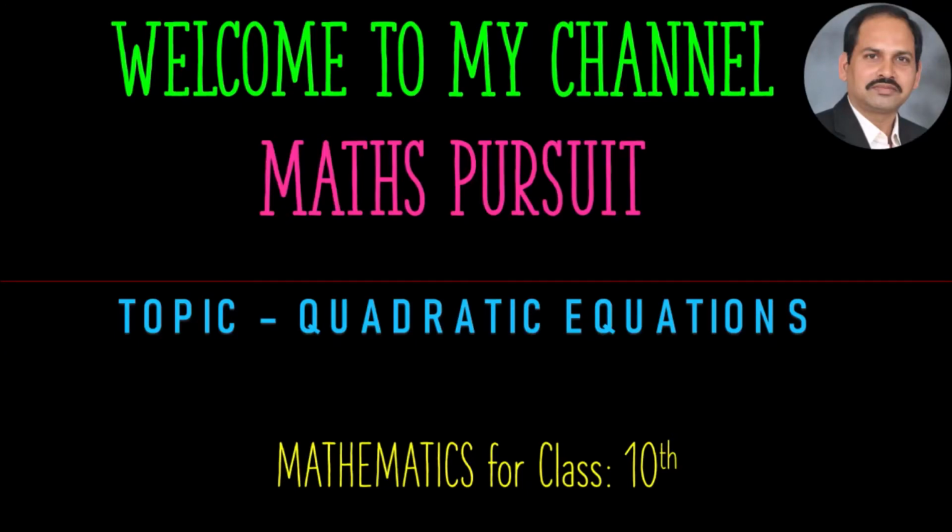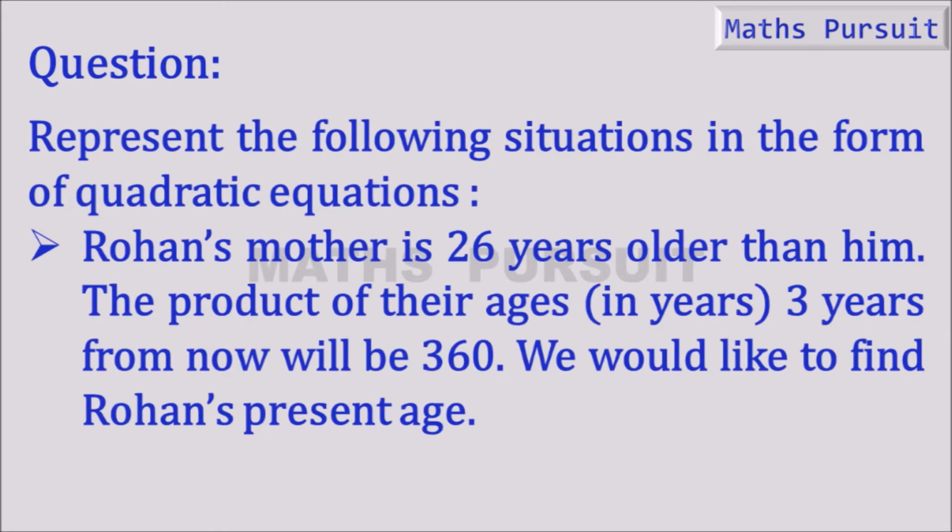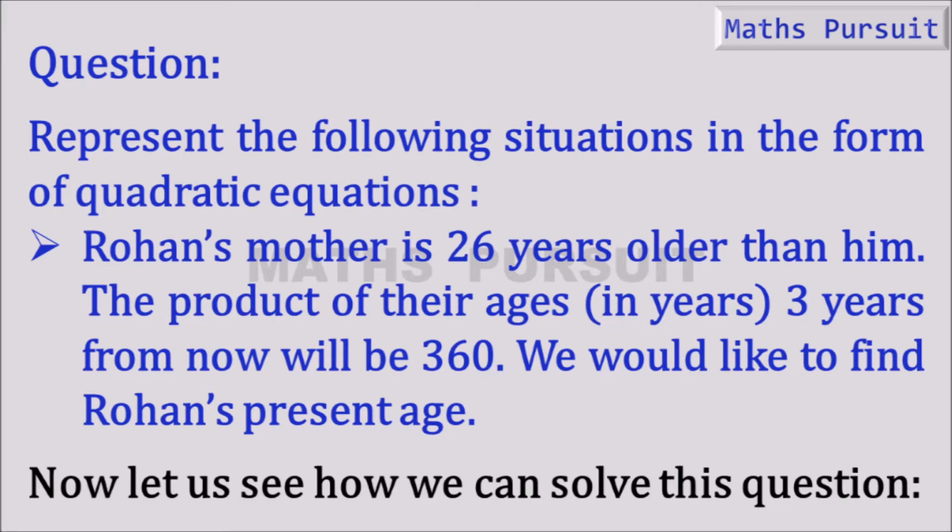Today under the topic quadratic equations, let us see what exactly is given in the question. Now moving on to the question, it is given that represent the following situations in the form of quadratic equations. Rohan's mother is 26 years older than him. The product of their ages 3 years from now will be 360. We would like to find Rohan's present age. Now let us see how we can solve this question.